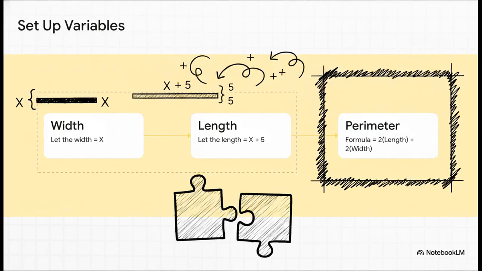Now, be careful here because many students make a mistake by rushing straight to the perimeter formula without properly introducing their characters first. We have to set up our variables clearly. Step 1, let the width be x. Step 2, the problem says the length exceeds the width by 5, so we write the length as x plus 5. Simple, right? Step 3, we recall our trusty perimeter formula, which is 2 times the length plus 2 times the width. Okay, now we have all our puzzle pieces ready to assemble.